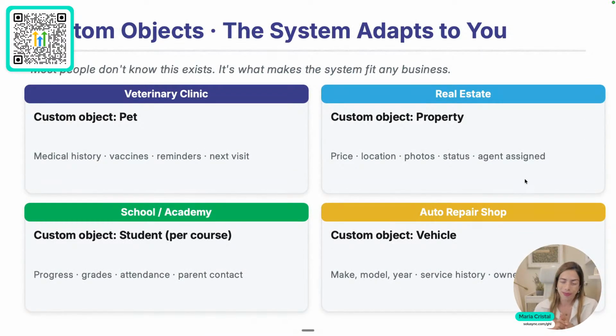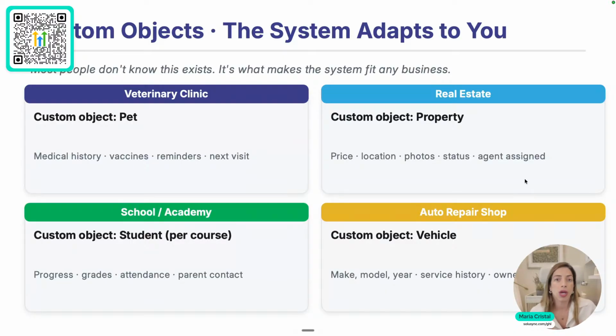Custom objects. I think most people don't know this exists, okay? It lets you create data structures beyond the contact, and most people are not using this inside HighLevel. So basically, custom objects allow the system to adapt to you. For example, a vet clinic: the pet owner is the contact, but each pet is a custom object with its own medical history, vaccines, reminders, or next visit.